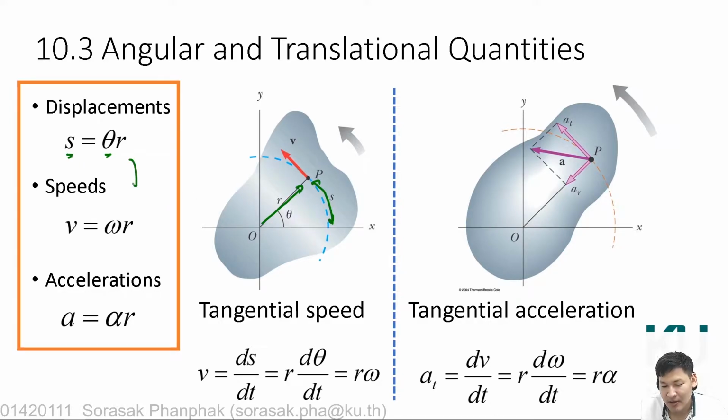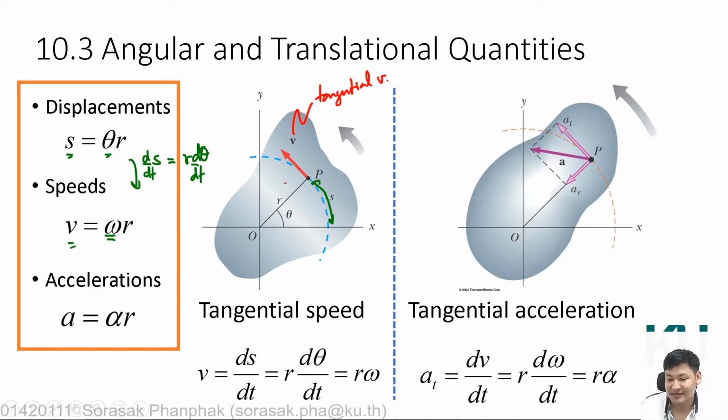If you do dS by dt, that means you have R and you also have d theta by dt. By that d theta by dt, you have omega. This is from the instantaneous angular speed, right? And you have v, which in this case is your tangential velocity. Right, we do not consider the radial velocity yet, since this is still in the concept of constant accelerations or angular acceleration.